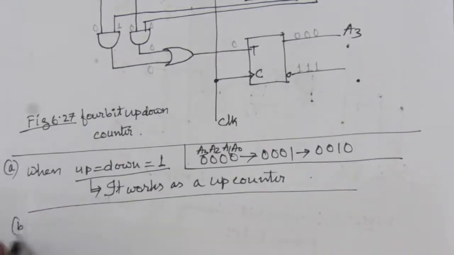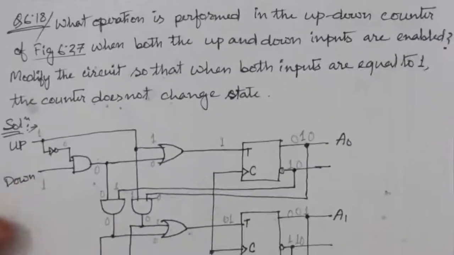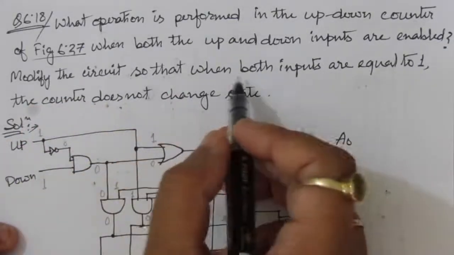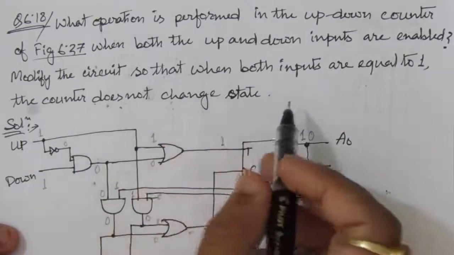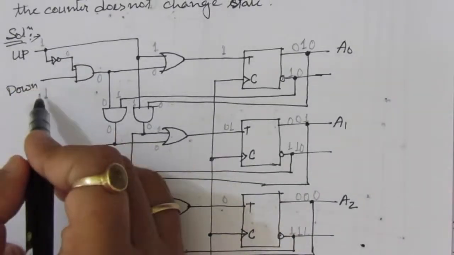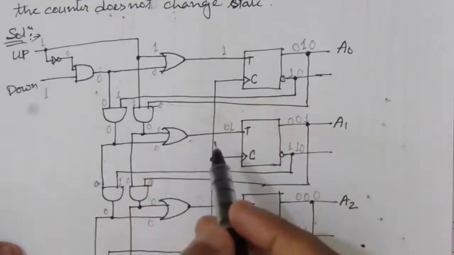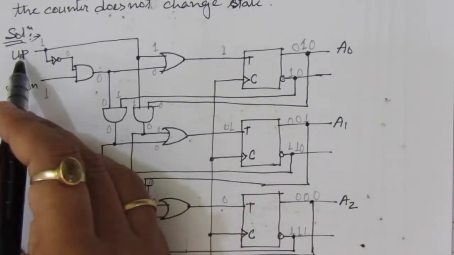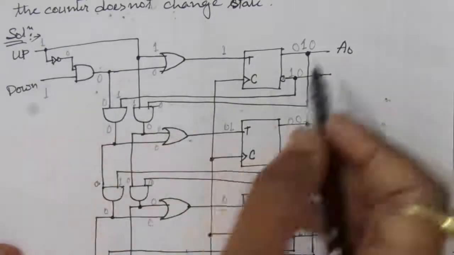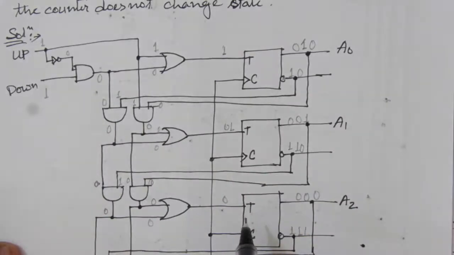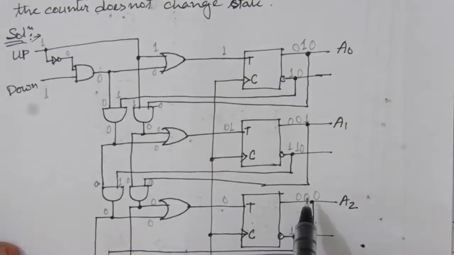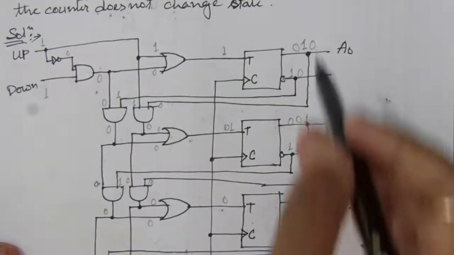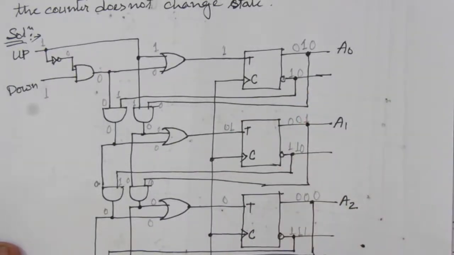Now let us go to our second part solution. In the second part, we are asked to modify the circuit so that when both the inputs are equal to 1, the counter does not change its state. From the book, you will see that when up is 1 and down is 0, it works as an up counter. When up is 0 and down is 1, the circuit operates as a down counter. When up and down are both 0, the circuit has no change operation. That means whatever the previous output was, it will remain in the same state.